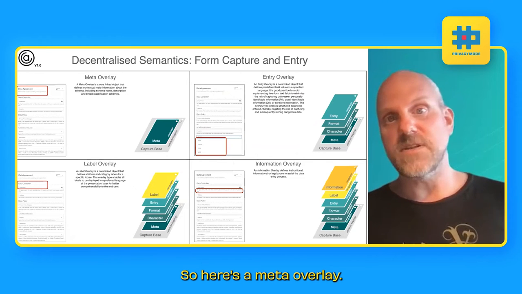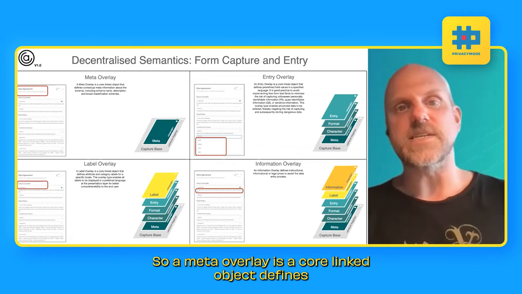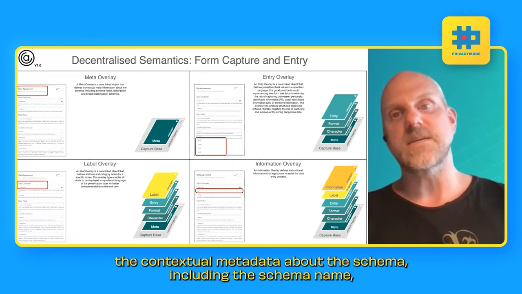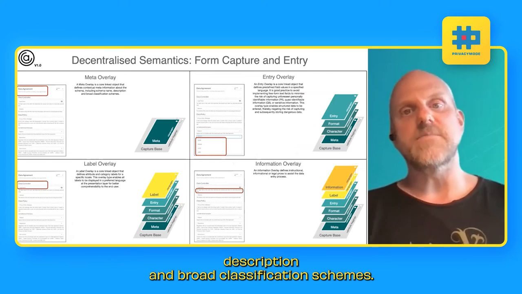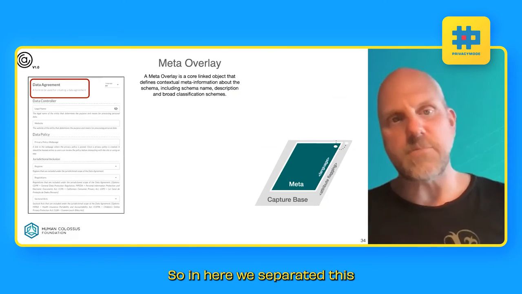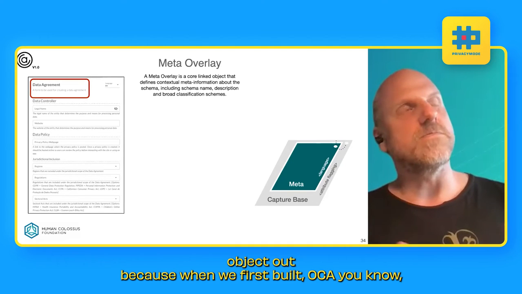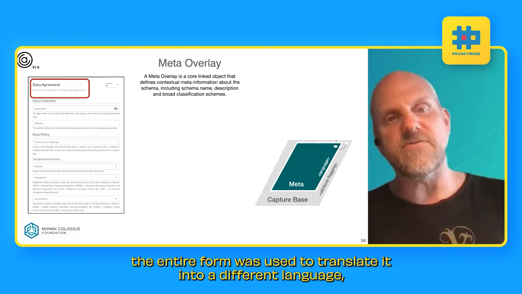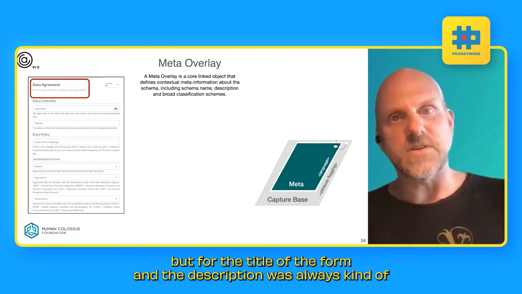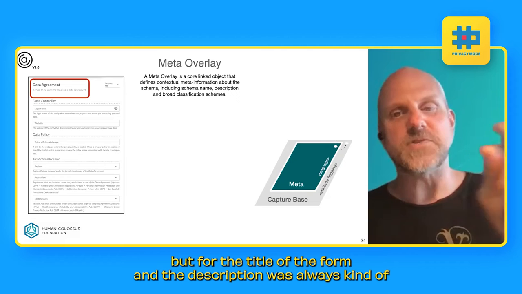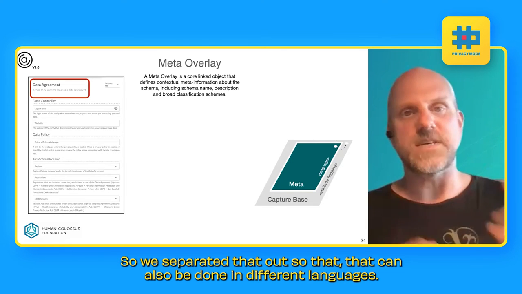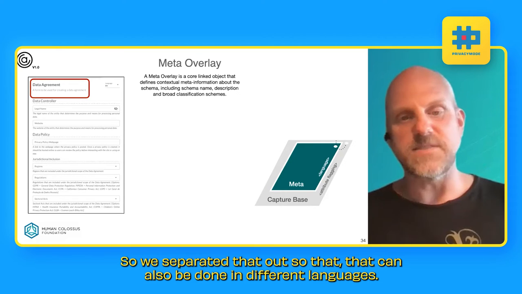So here's a meta overlay. A meta overlay is a linked object that defines the contextual metadata about the schema, including the schema name, description, and broad classification schemes. We separated this object out because when we first built OCA, we could translate the entire form into a different language, but the title of the form and the description always stayed in the same language. So we separated that out so that can also be done in different languages.